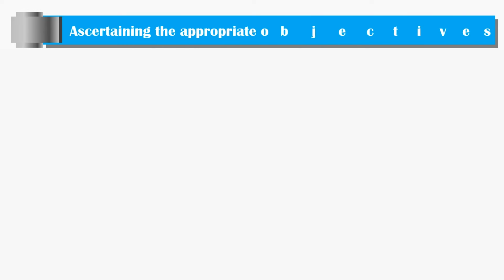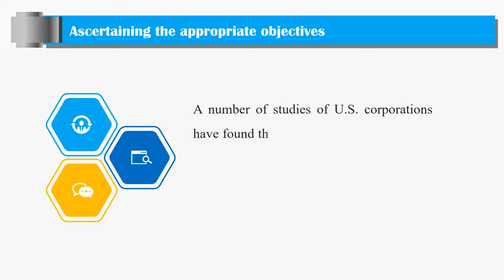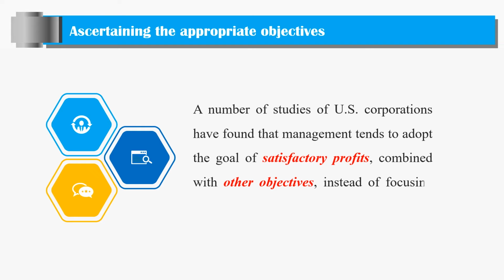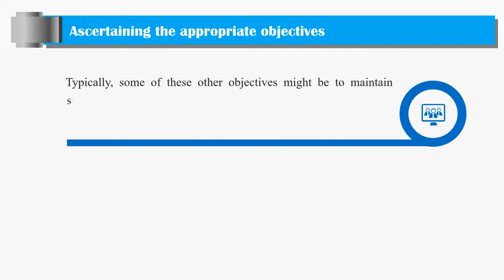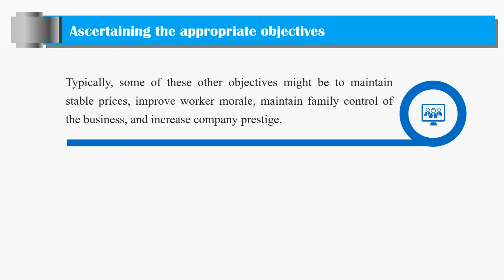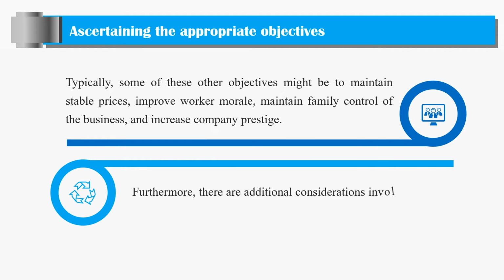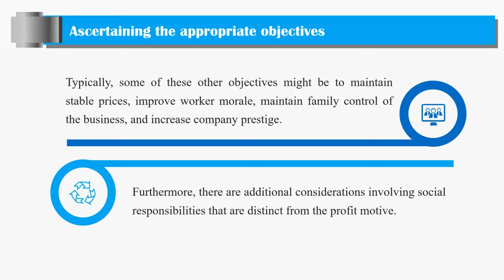To ascertain the appropriate objectives, a number of studies of U.S. corporations have found that management tends to adopt the goal of satisfactory profits, combined with other objectives, instead of focusing on long-run profit maximization. Typically, some of these other objectives might be to maintain stable prices, improve worker morale, maintain family control of the business, and increase company prestige. Furthermore, there are additional considerations involving social responsibilities that are distinct from the profit motive.